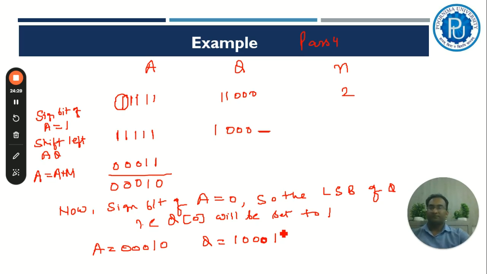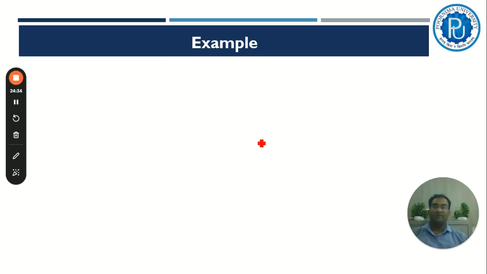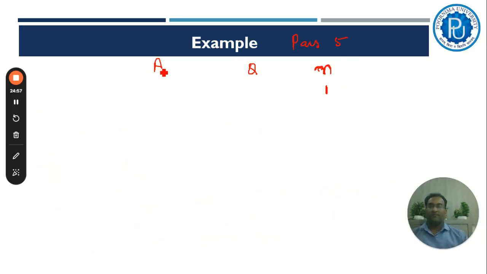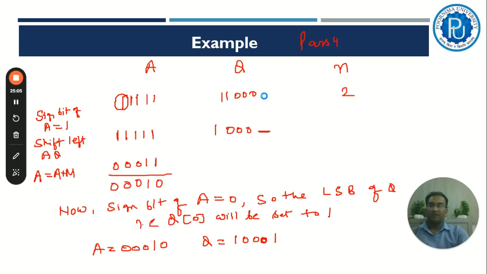Now let us move on to pass number 5. That is the last step. Pass 5. The value of N will be decremented. Previously the value of N was 2. Again the value of N is not equal to 0, so we will repeat all the steps. Q is holding now 1 0 0 0 1, and the A register is holding 0 0 0 1 0.